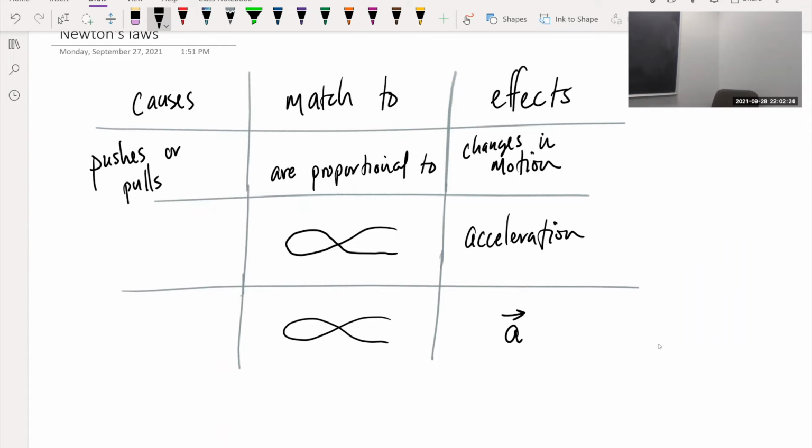not great language. So I'd like to polish the language a little bit, and I'd like to agree on what's called causes that affect motion. Causes match to their effects. In other words, are proportional to. A bigger cause creates a bigger effect. A smaller cause creates a smaller effect. This is not news.